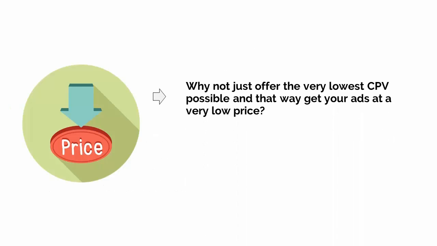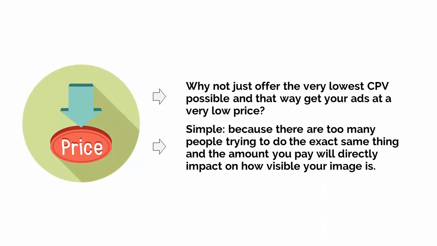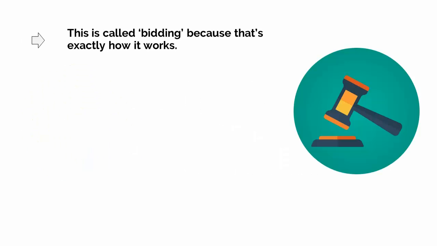So why not just offer the very lowest CPV possible and that way get your ads at a very low price? Well, simple, because there are too many people trying to do the exact same thing, and the amount you pay will directly impact on how visible your image is. This is called bidding because that's exactly how it works.